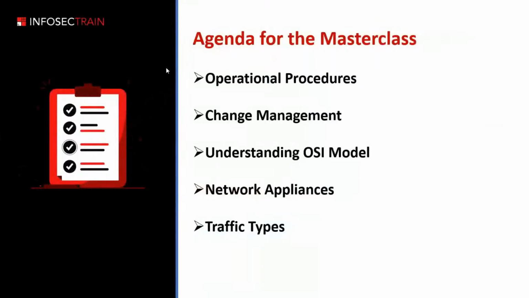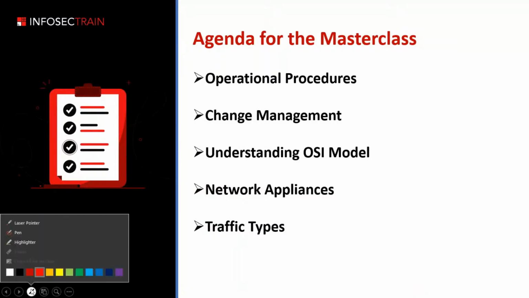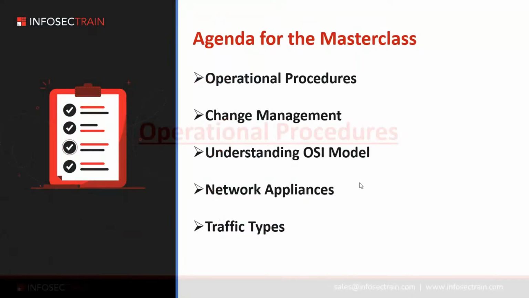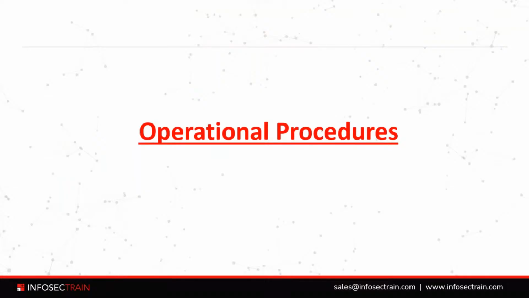We'll be starting with the operational procedures in the organization, what are operational procedures and what are the different things that we cover in the operational procedures. Then we'll be talking about change management, what is change management and how it works. Then we'll talk about the OSI model, what it is, how it works, and what the different layers are. Then we'll talk about network appliances, what the different types of network appliances used in an organization are, and then the traffic types. So that's what we're going to cover. So let's start from the operational procedures.